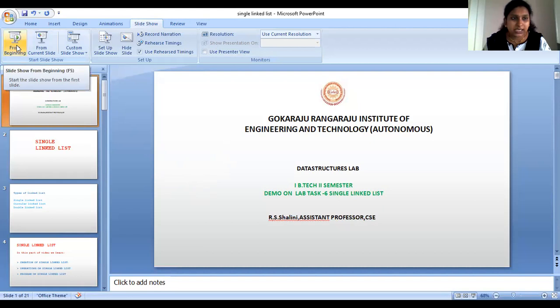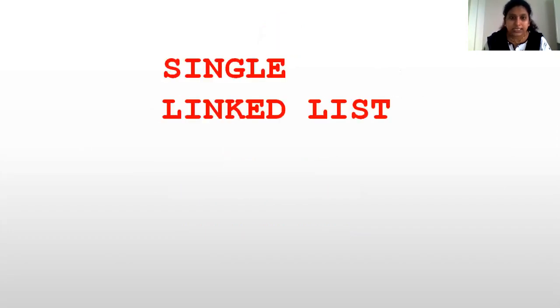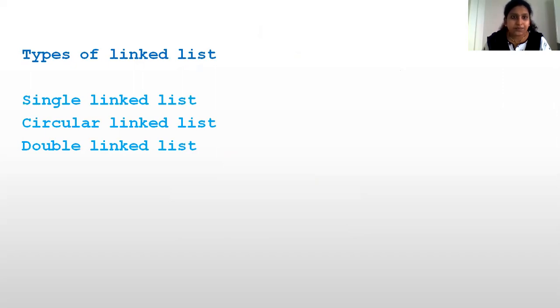So coming to the single linked list. Okay, so I want to discuss in this session about single linked list. This is about your DS lab task 6. Okay. So let's start with the single linked list. So types of linked list. So in your single linked list, we are having different operations.